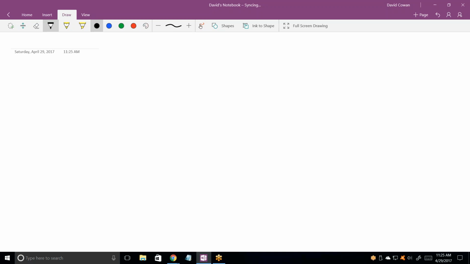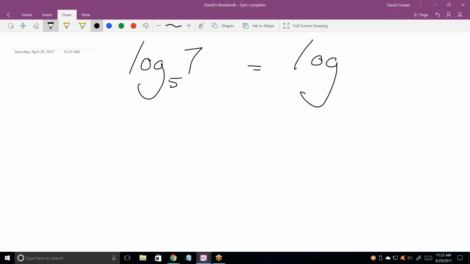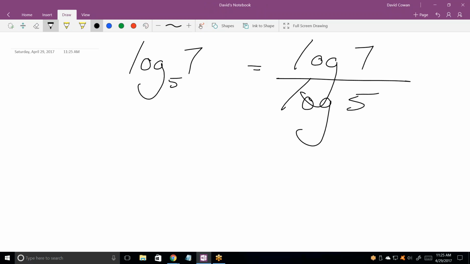Okay. So can you show me the change base formula? Yeah, that's pretty easy. Log of 7 base 5 is the log of the upper number, not the bigger number, the upper number, divided by the log of the lower number. That being higher up, 5 being lower down.